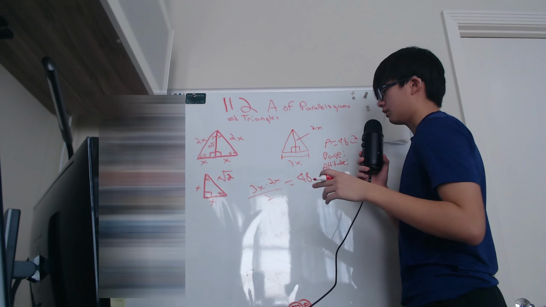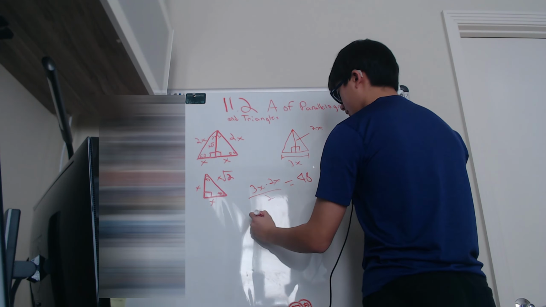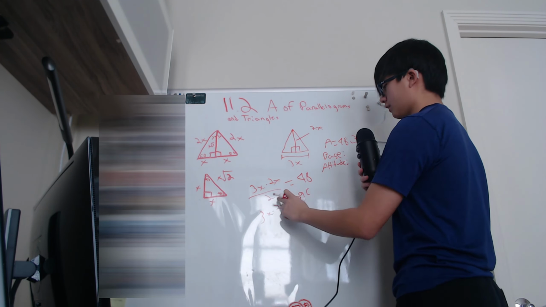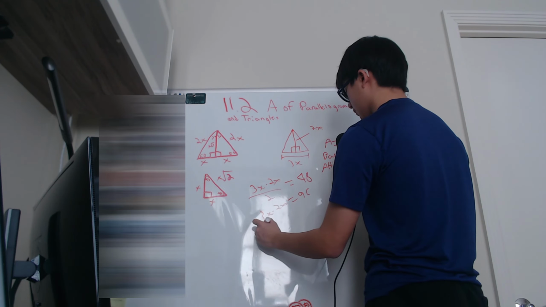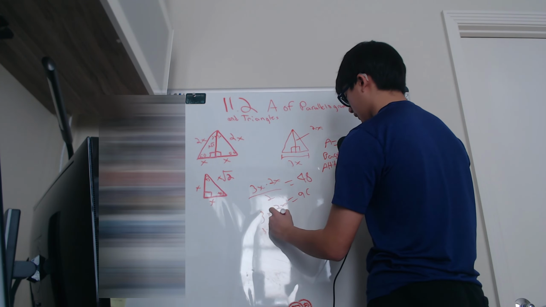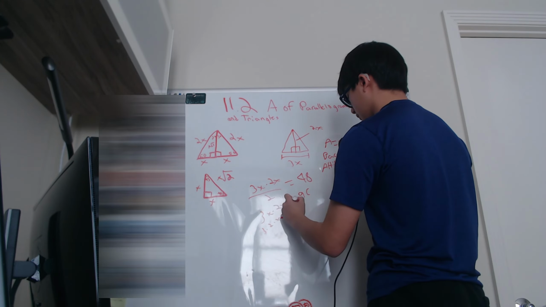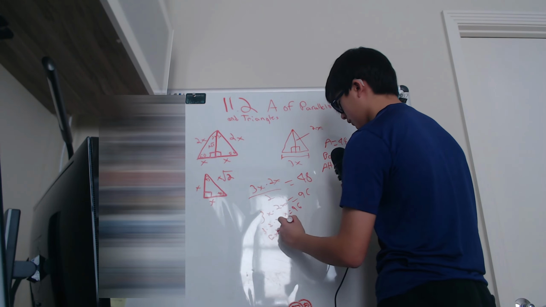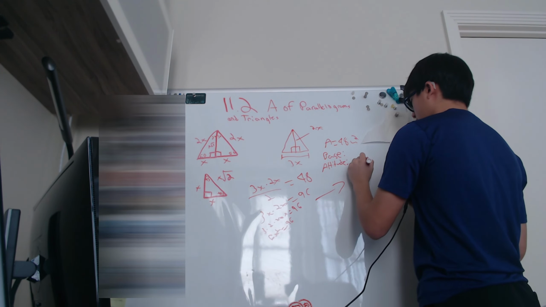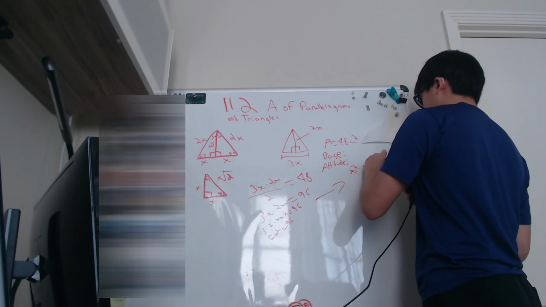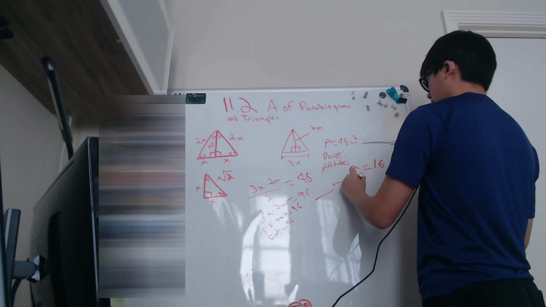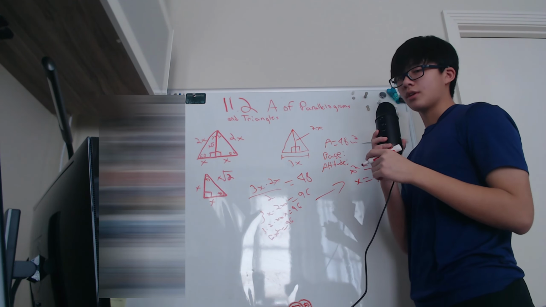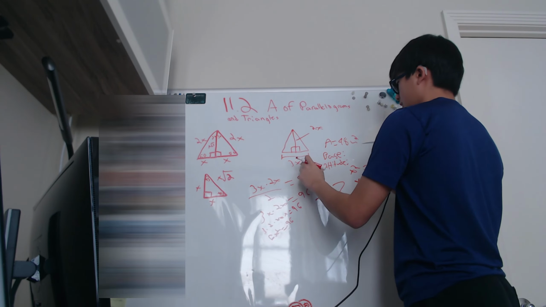So now all we need to do is solve this equation. 3x times 2x is equal to 96. I'm going to multiply each side by 2 to get rid of this divided by 2. And then this is 3 times 2 times x squared equals 96. And this is 6x squared equals 96. And x squared is equal to 16. And then x is equal to 4. So now we know the scale factor of the base and the altitude. Now all we need to do is plug it in here.